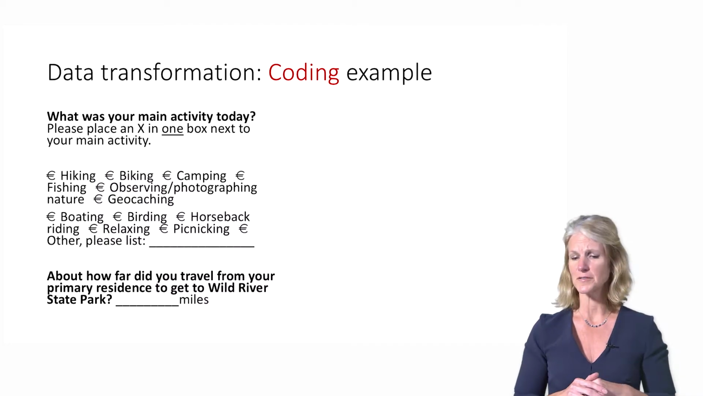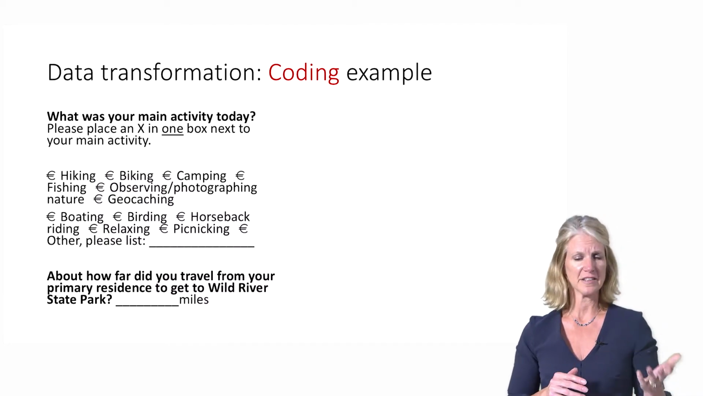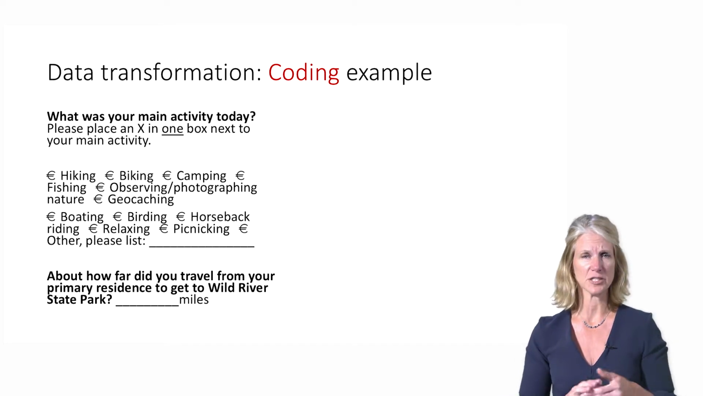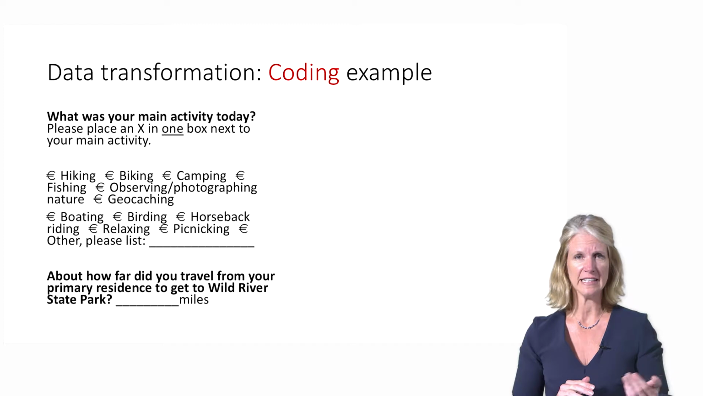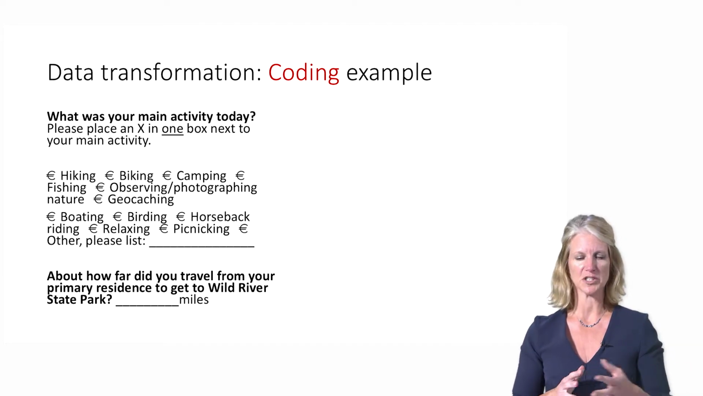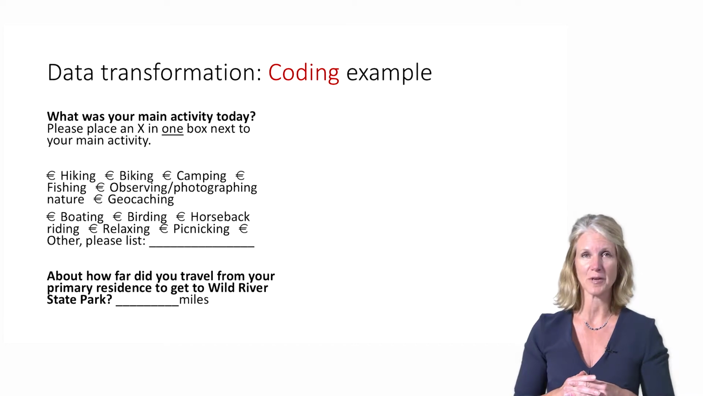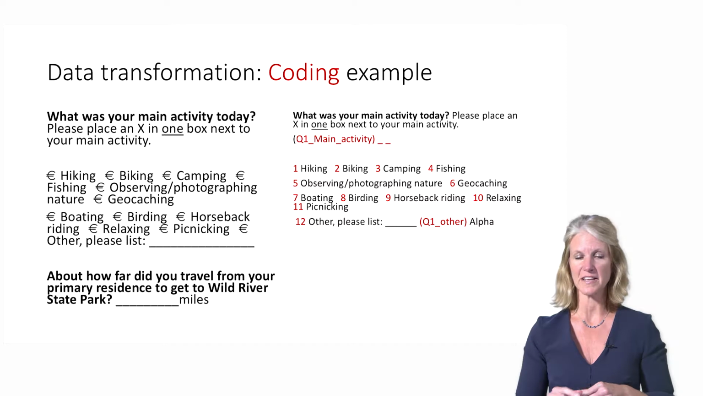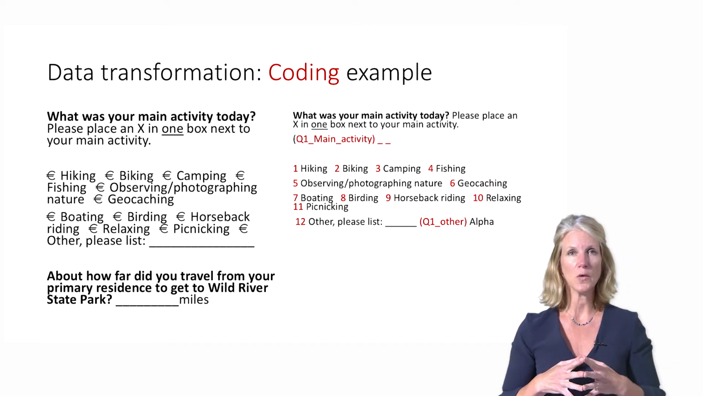So here's an example of a few questions that were coded. You see on the main activity question, the question asked the respondent to choose one of the activities listed, indicated by those tick boxes. And then there's also a question about how far the person traveled from their home to this particular site.